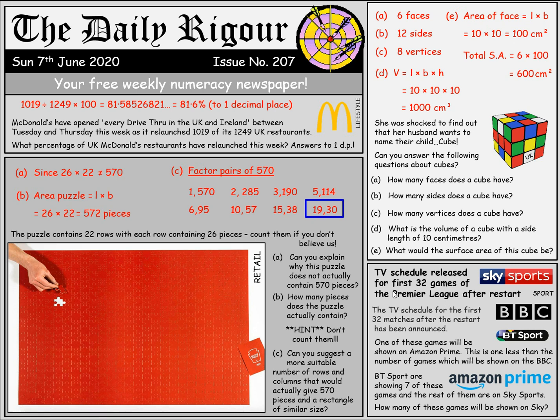So on to our sports story. The first 32 matches after the restart have been announced. How many of them will be shown in Sky? So there's one in Amazon. That's one less than BBC, so that'll be 2 in BBC, and 7 in BT, giving 10. So then we just take that away from the 32 matches because the rest are in Sky. So that's 22 games in Sky Sports.